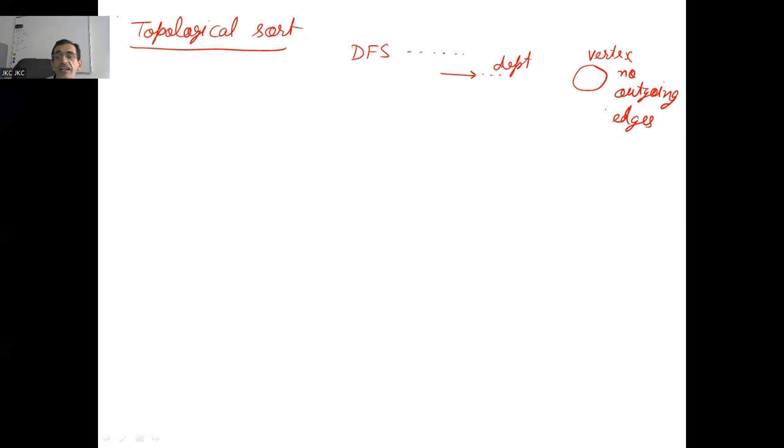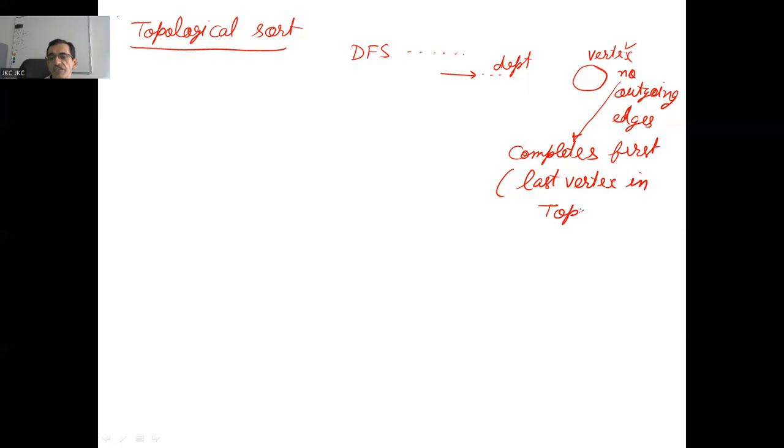Because it's acyclic, there will be guaranteed some vertices which never have any outgoing edge. There will be some vertices which have no incoming and some vertices which have no outgoing. So once we reach that vertex, this completes first. Such a vertex will complete first, and I will say this will actually be the last vertex in the topological order. This should be the last vertex.